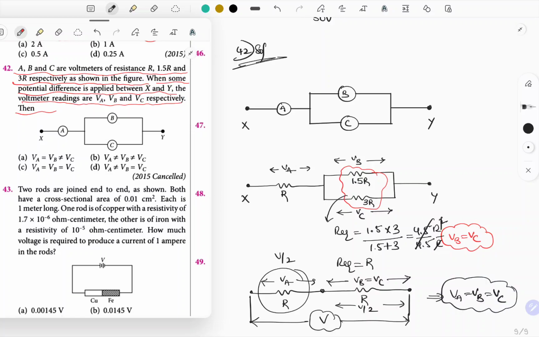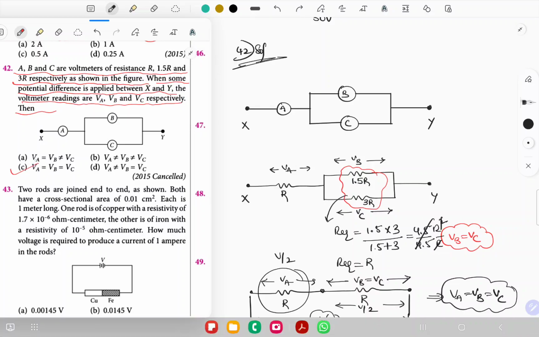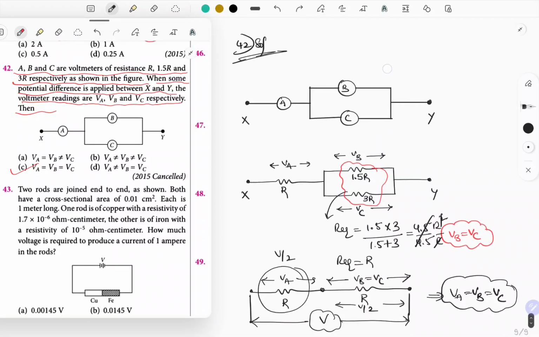Observe this point carefully. I'll repeat again. The combination of B and C resistors is R, the same as voltmeter A. So the voltage across A and the B and C combination are the same. That means VA is equal to VB is equal to VC. Which option? Option C is the correct answer. Okay.